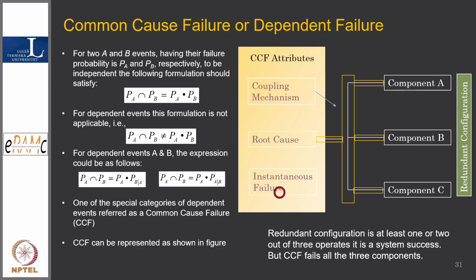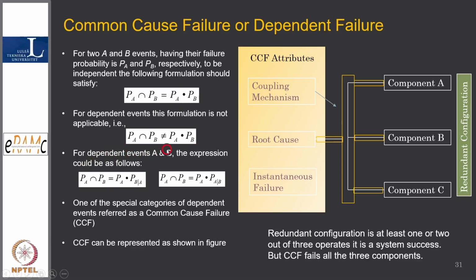If one component is failing at one point, and there is a time gap before the second and a time gap before the third, then it may not form part of the common cause failure. And if I see the mathematics, the probability of A intersection probability of B is written like this. But actually, probability of A into probability of B is not correct. We have to show the dependency.